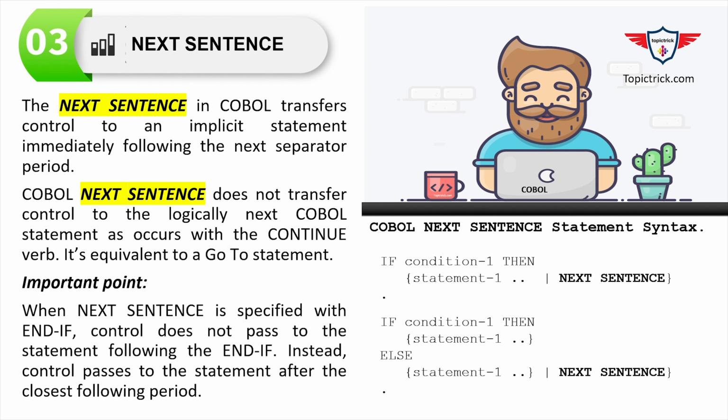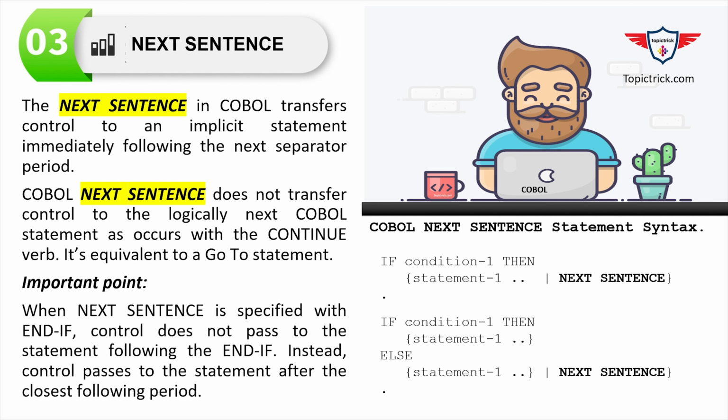Now, let's look at the syntax of COBOL next sentence. The syntax is fairly simple and easy to understand. If you look at the right hand side of your screen, you'll see an if condition where I've used the next sentence. And remember, I've not used the end-if, I've used the period, right? In the next example, I've used the next sentence in the else portion of the if-else condition. And again, I have not used the end-if, I've just used the period, right?